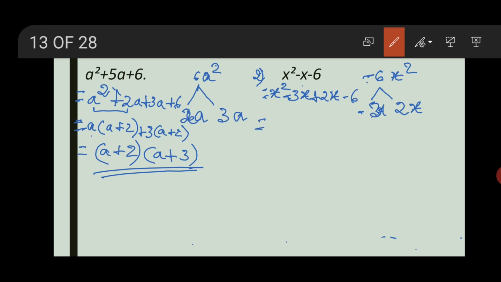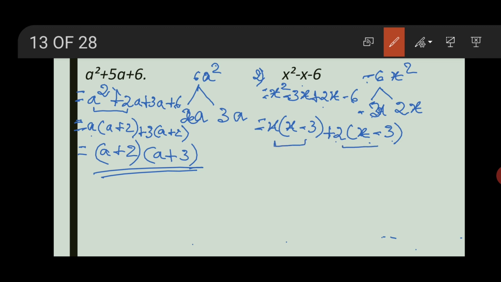Take common factor outside. Which is common? X is common. Take outside. X minus 3 is remaining. Again write the same bracket, x minus 3 here. Now we have to keep plus 2 outside, because plus 2 into x is plus 2x, plus 2 into minus 3 is equal to minus 6.